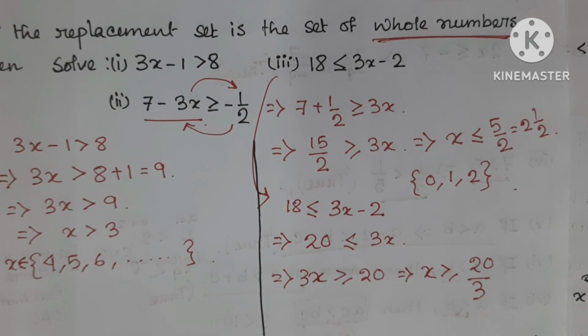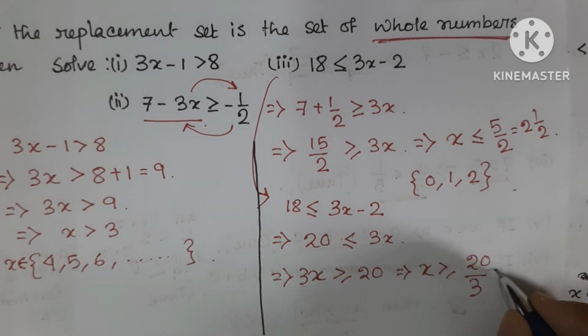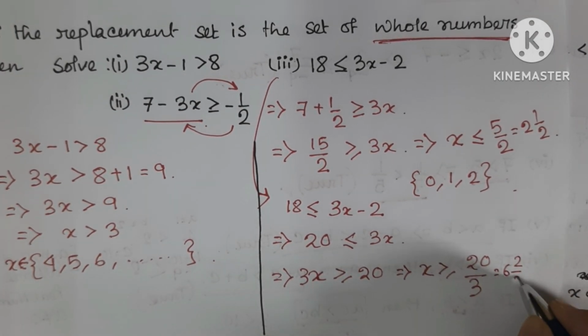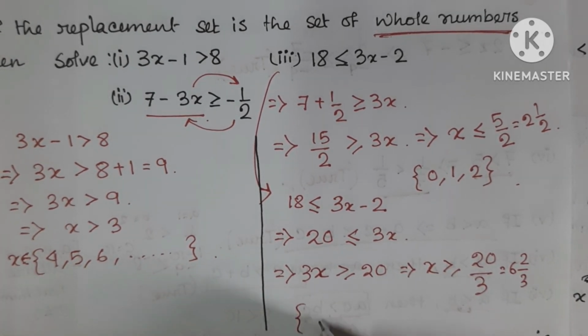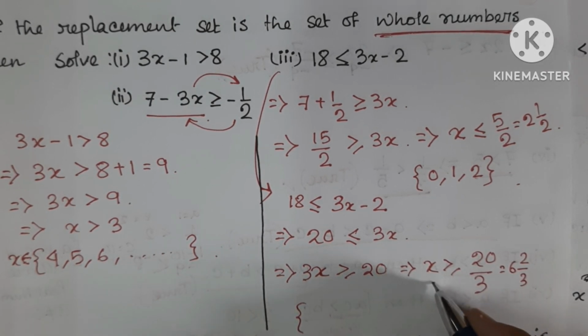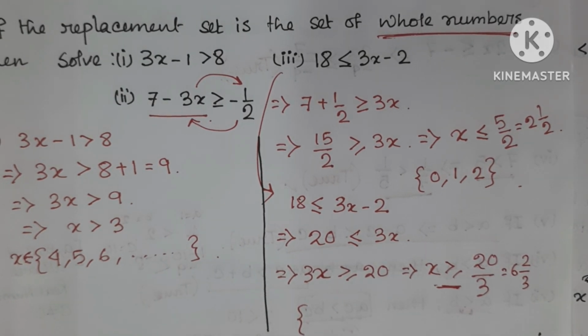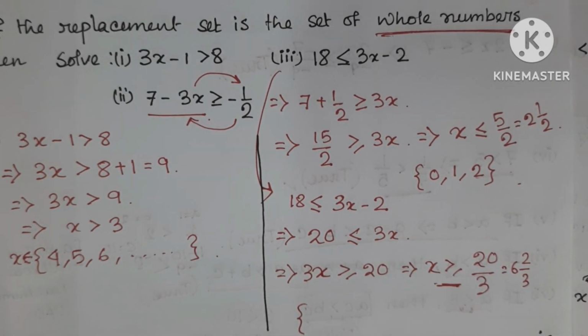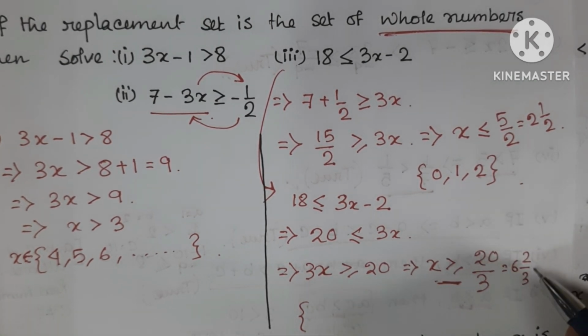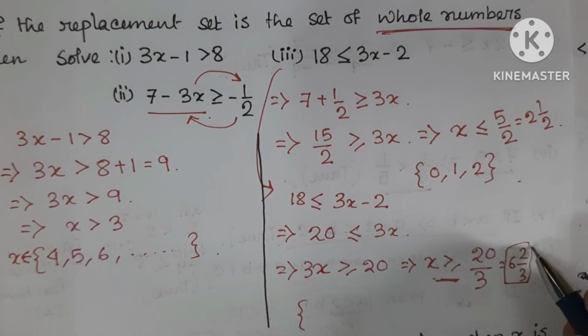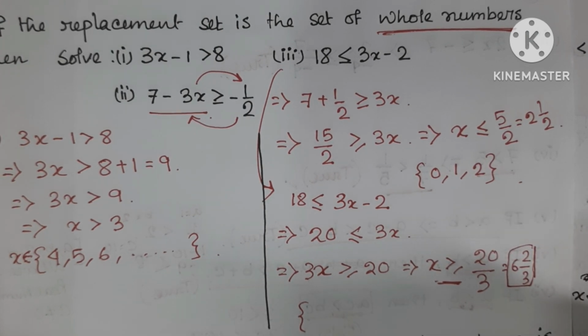20 by 3 means 6 and a 2 by 3. So the solution set will be x greater than or equal to 6 and a 2 by 3. Now 6 and a 2 by 3, obviously that is greater than 6. So you can't write 6 here.